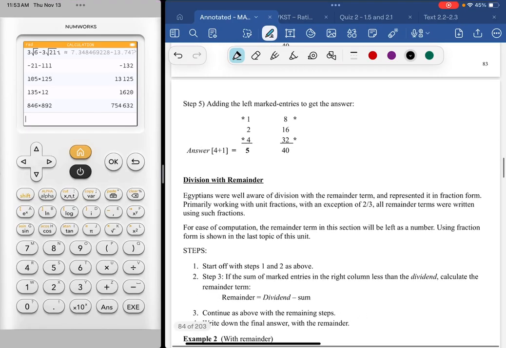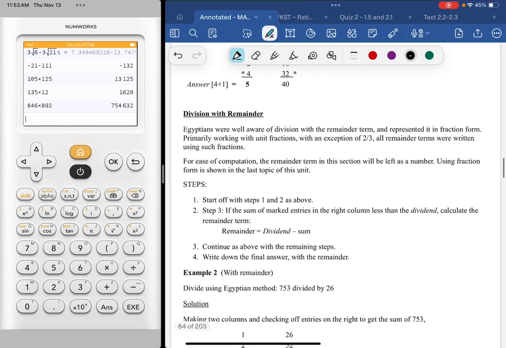We could also have cases where there might be a remainder. They were well aware of division with a remainder term and represented it in fraction form, primarily working with unit fractions with the exception of 2/3. All remainder terms were written using such fractions. So for ease of computation, the remainder term in this section will be left as a number, so we'll just say remainder 2 or something. Using fraction form is shown in the last topic of the unit. So we'll get there, but we do have to talk more about unit fractions before too long.